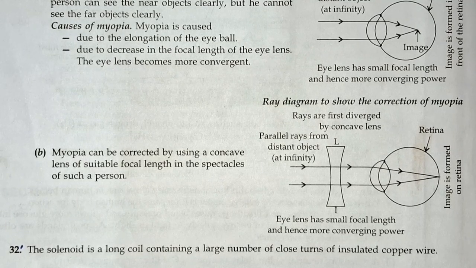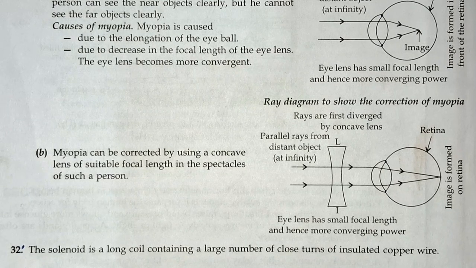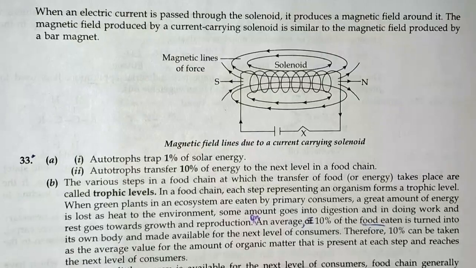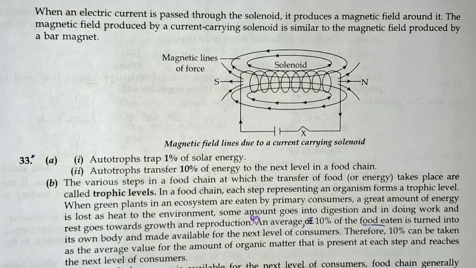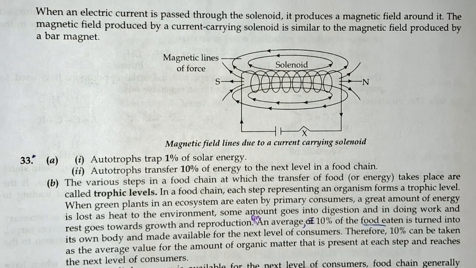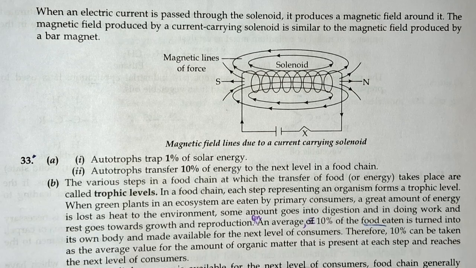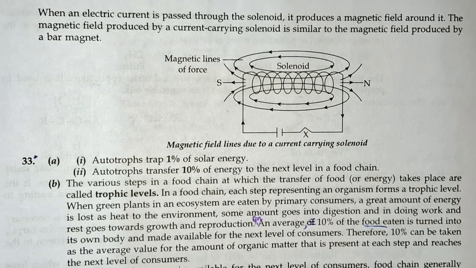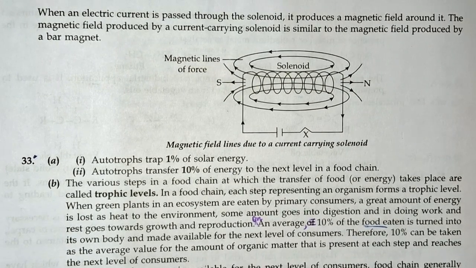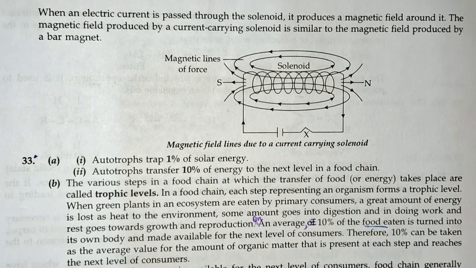Question number 32. A solenoid is a long coil containing a large number of closed turns of insulated copper wire. When an electric current is passed through the solenoid, it produces a magnetic field around it. The magnetic field produced by a current-carrying solenoid is similar to the magnetic field produced by a bar magnet.